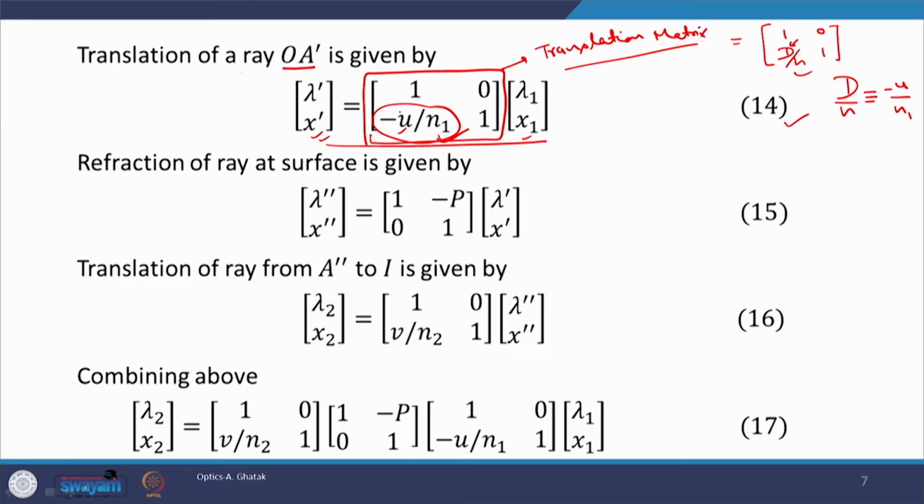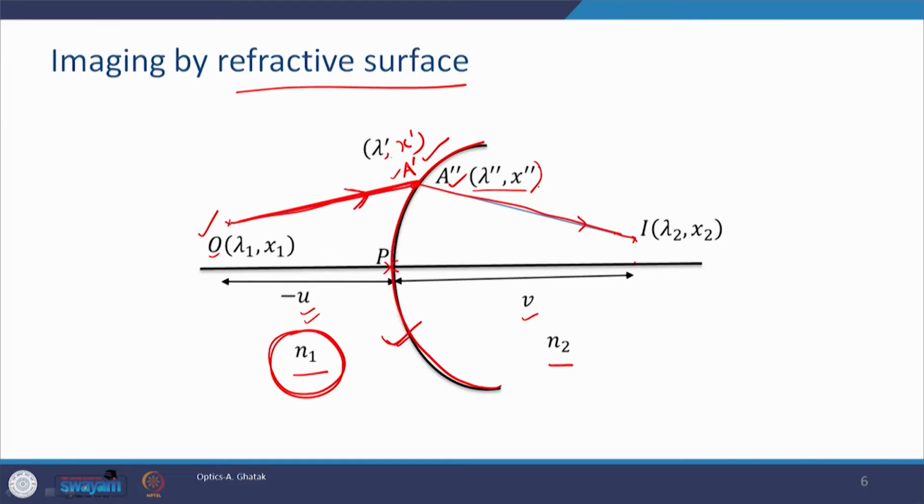Similarly, the coordinates of A double prime and A prime can also be related, and since refraction is happening here, we will use the refraction matrix. I repeat, the ray starts from O and goes to A prime. There is only translation involved. From A prime to A double prime, it is refraction, and from A double prime to I, it is again only translation. Therefore, for O to A prime, we will write a translation matrix. From A prime to A double prime, we will write a refraction matrix, and from A double prime to I, we will again write a translation matrix.